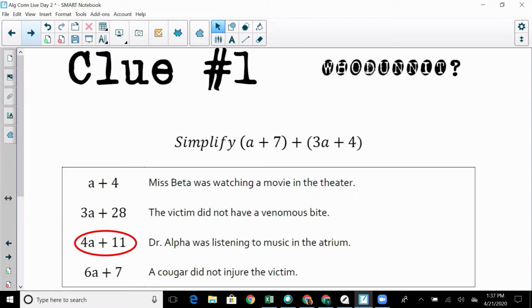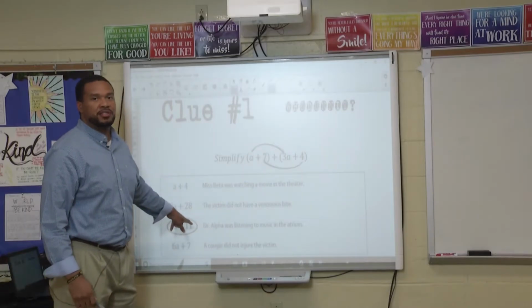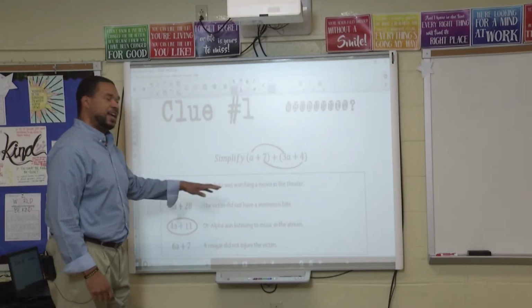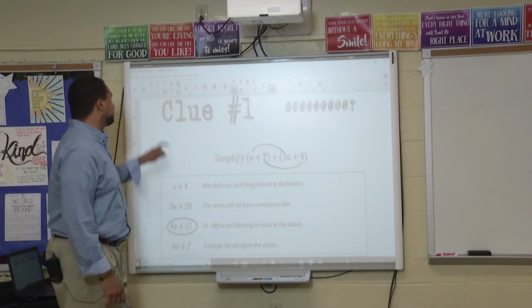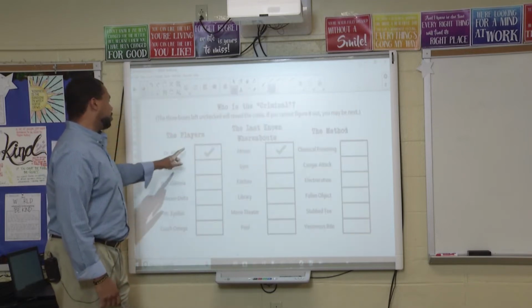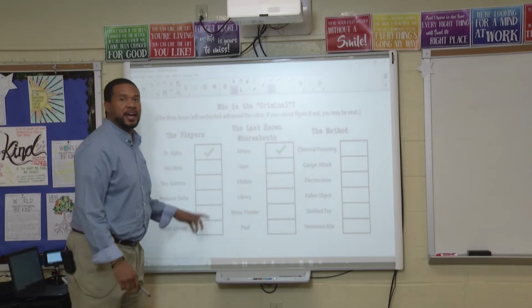So the first clue was a plus 7, 3a plus 4, plus 3a plus 4. We add like terms, and they gave us 4a plus 11. That clue tells us that Dr. Alpha was in the atrium. So check that off my clue box. Dr. Alpha was in the atrium.